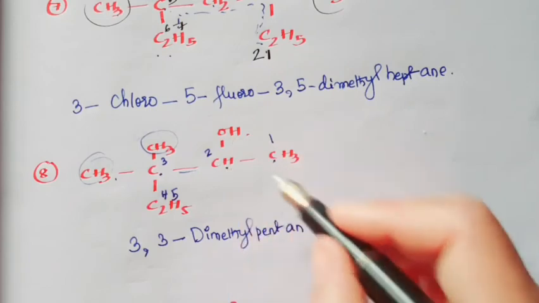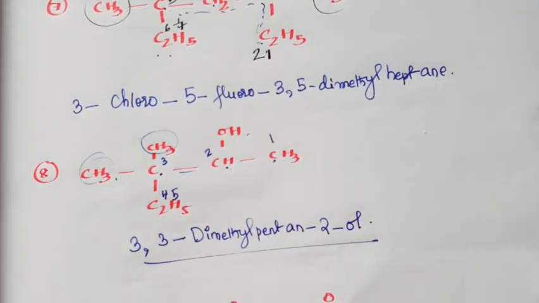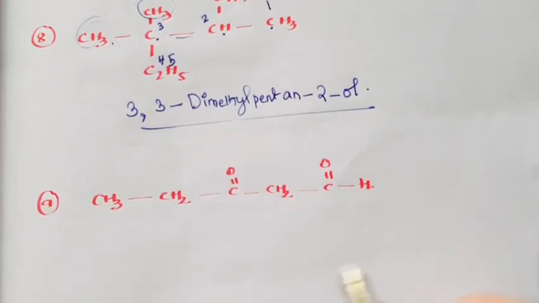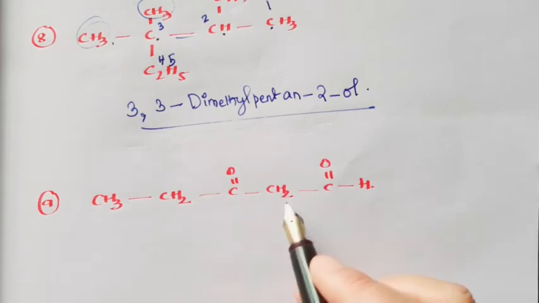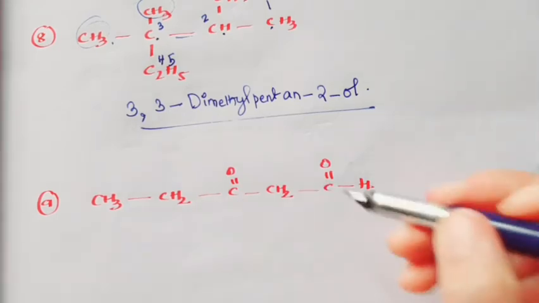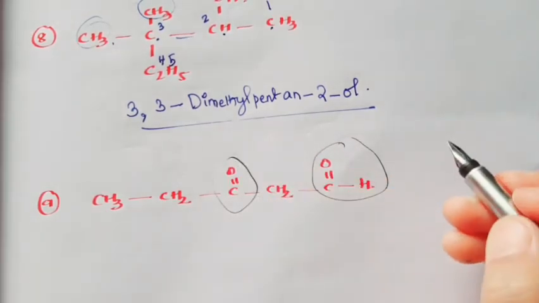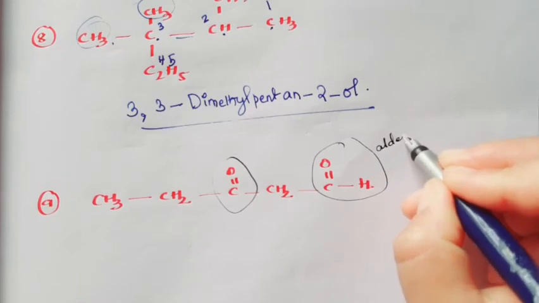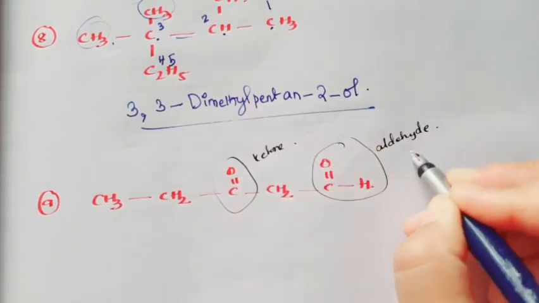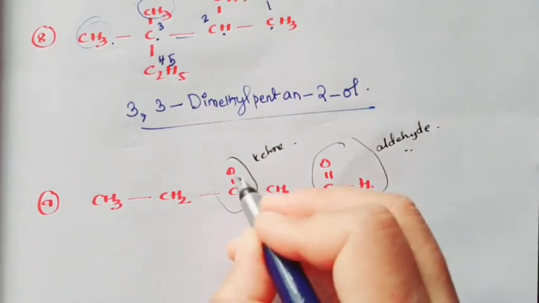Position of this one is 2, so 2-ol. Name of compound is 3-dimethylpentan-2-ol. Now, CH3CH2C=OCH2CHO. Here there are two groups, this is your aldehyde and this one is your ketone. If you check your preference order, aldehyde will get the preference. So this one will act as a functional group and this as the substituent.